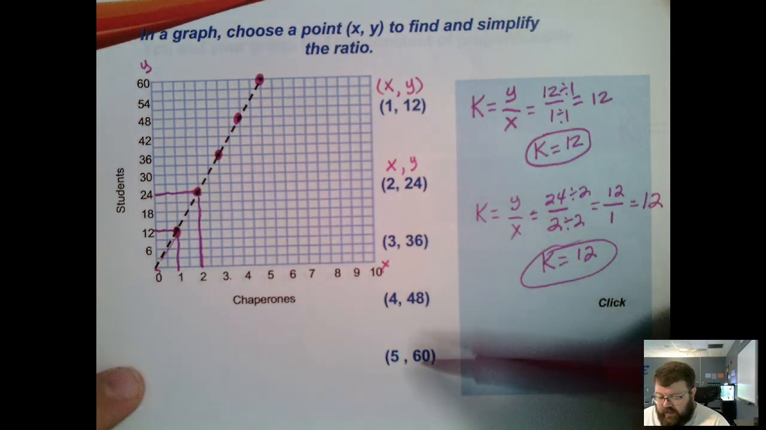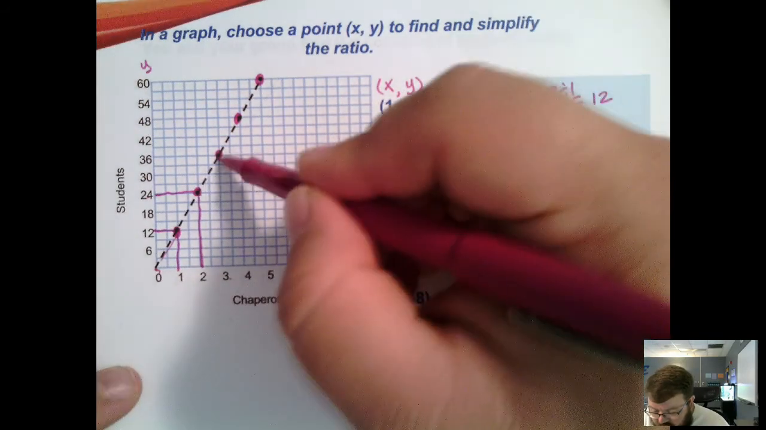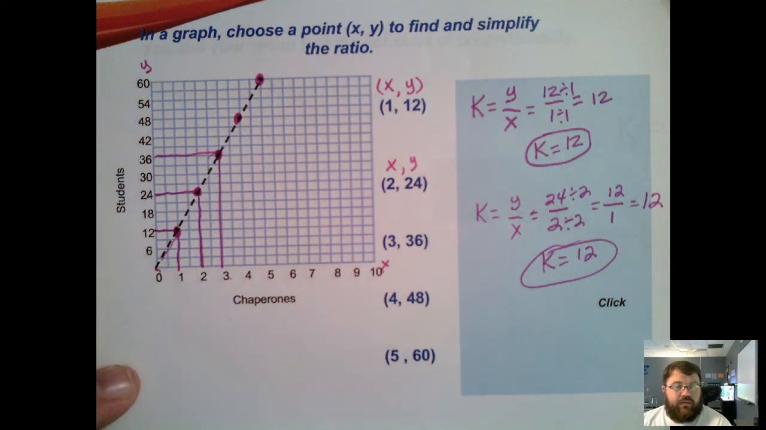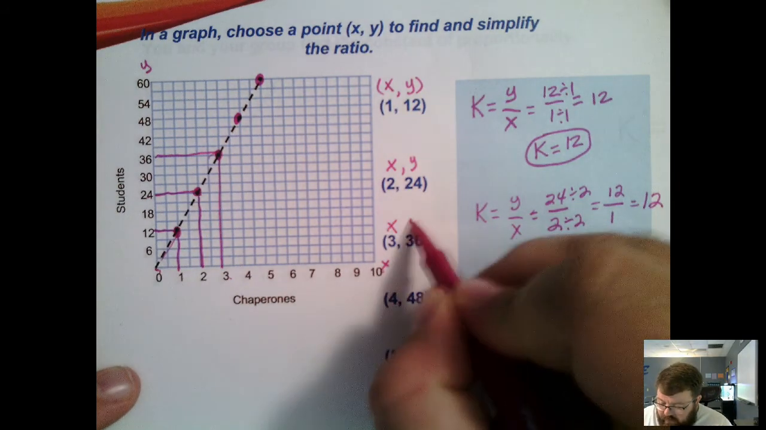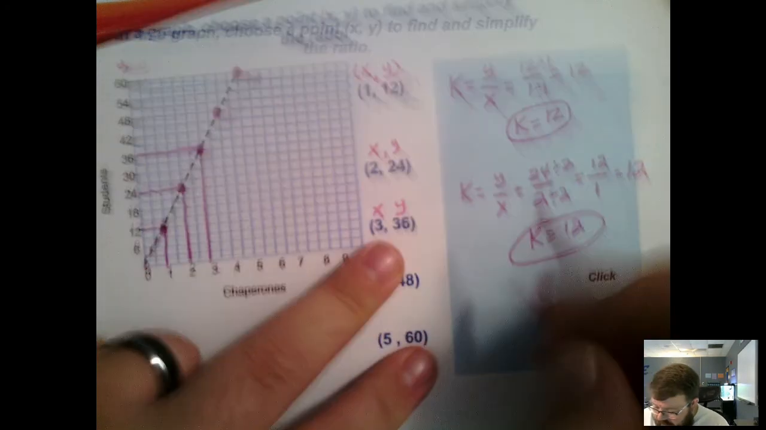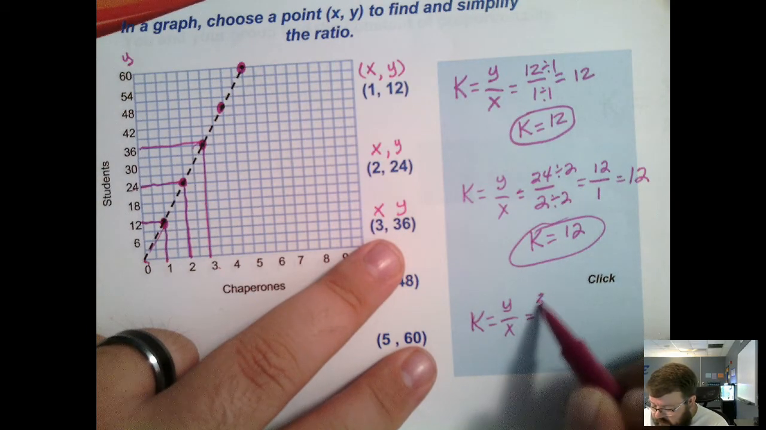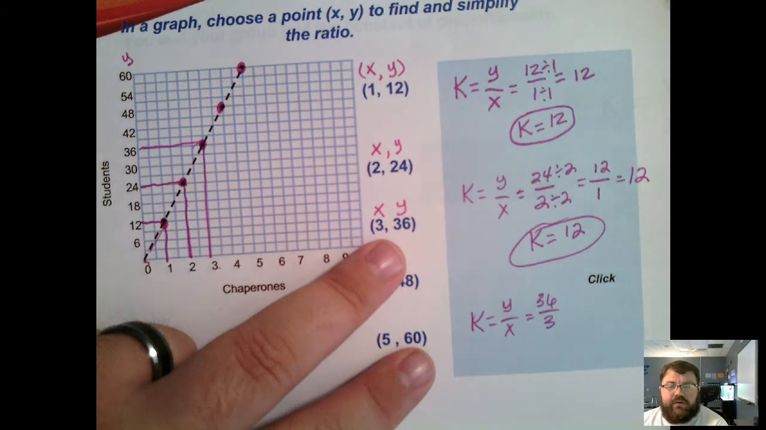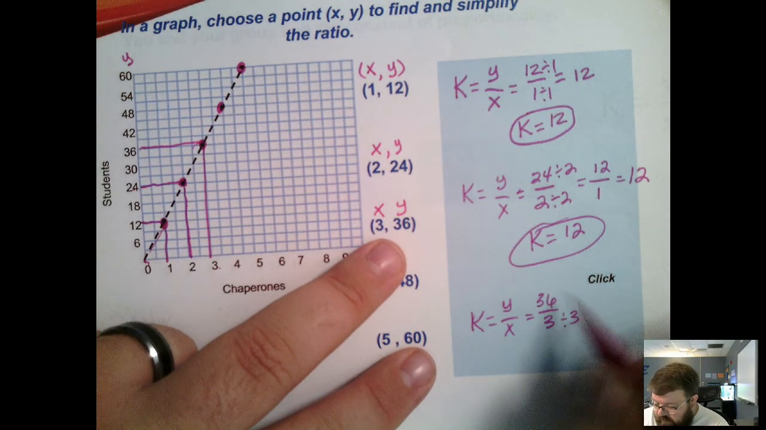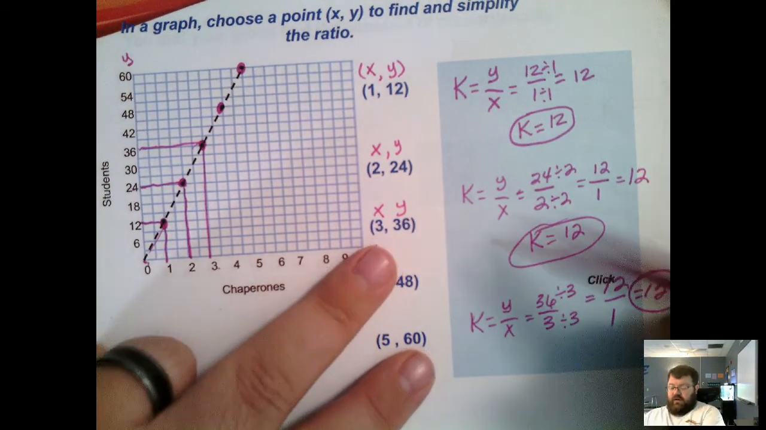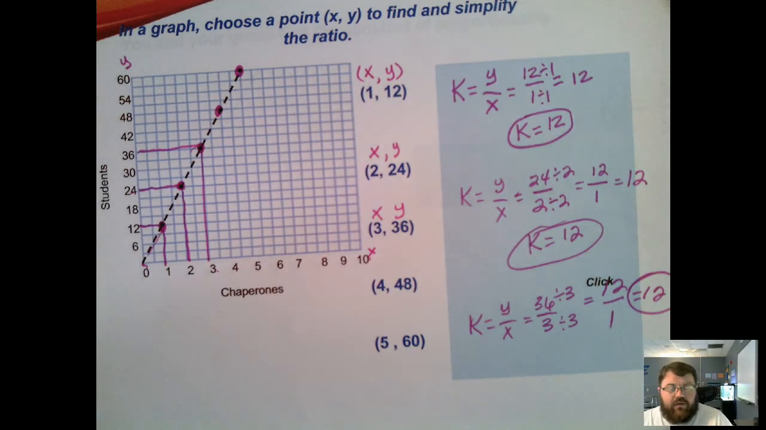I could have chosen any of these points on the line. I could have chosen (3, 36). Okay? It's the x, this is the y. K is equal to y divided by x, which is 36 over 3. Divide by 3, because I want a unit rate. 3 divided by 3 is 1. 36 divided by 3 is 12. Here I have a constant of 12. I didn't need to check these two, but I'm doing it for practice for you.